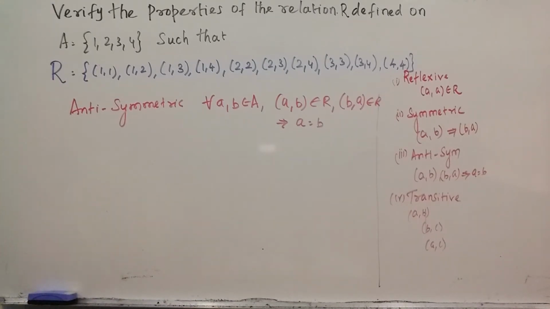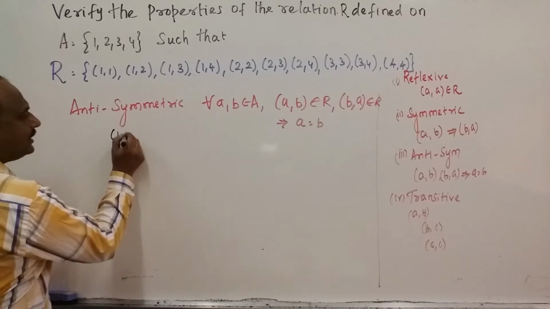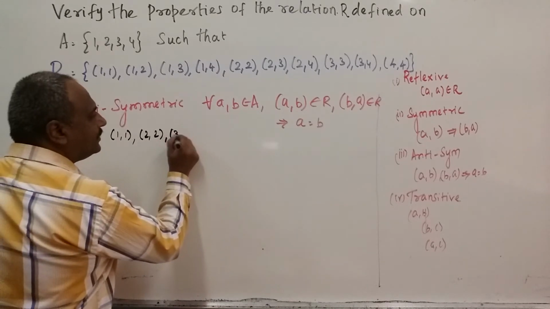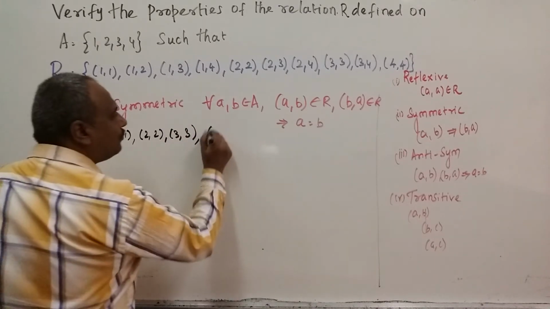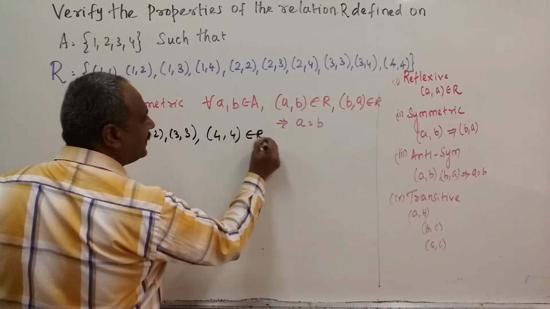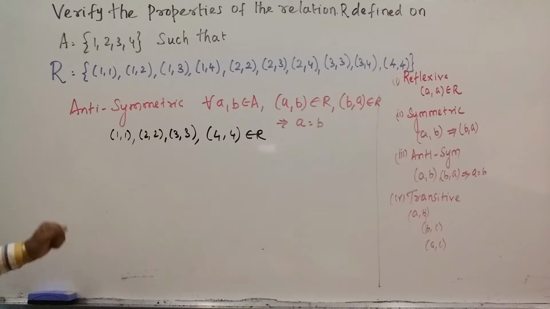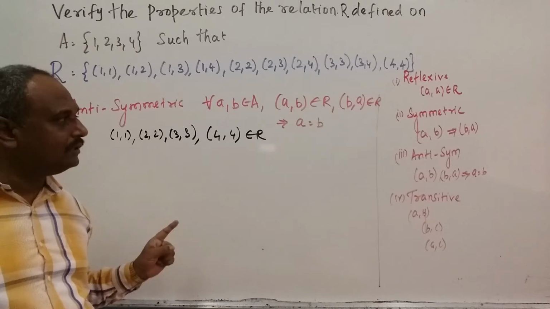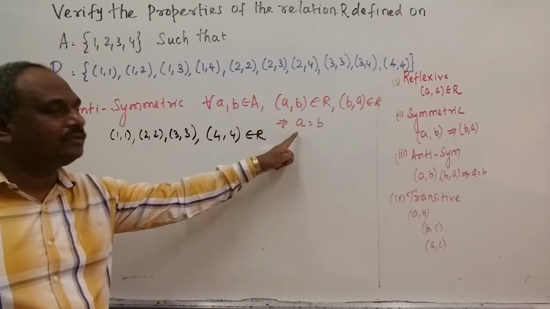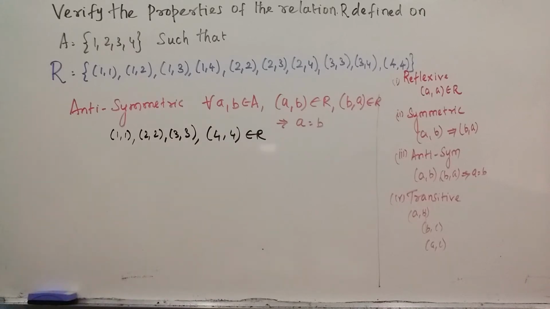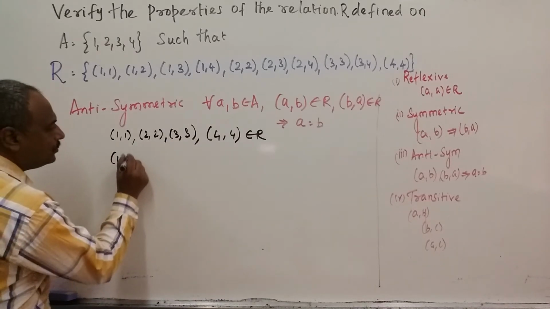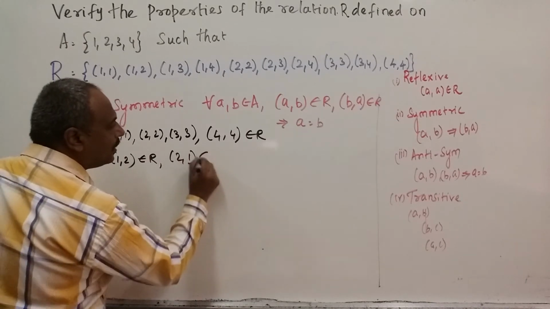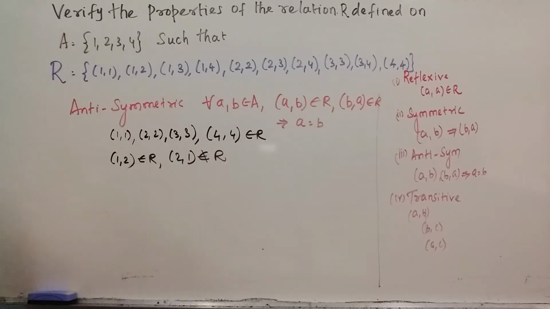I am going to take the number (1, 1), yes, existing; (2, 2), yes, existing; (3, 3), yes; (4, 4), yes. This is reflexive, no problem. But I am going to check for the other numbers, to see if I could find any one element which does not satisfy this condition. For example, if I take (1, 2), I am going to check the opposite, (2, 1). It does not belong to R.